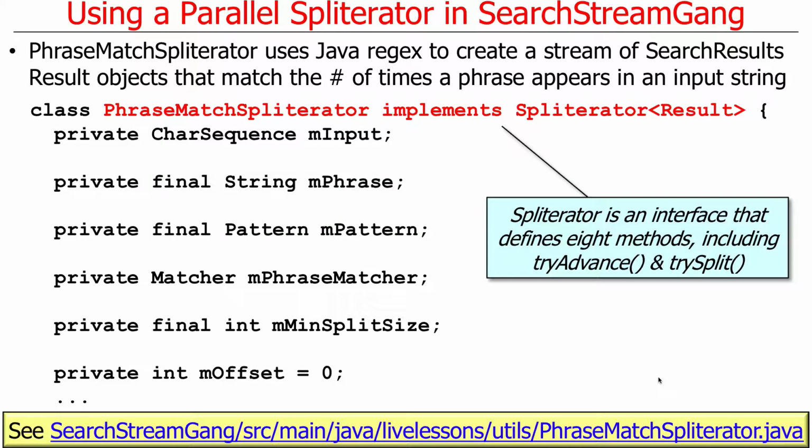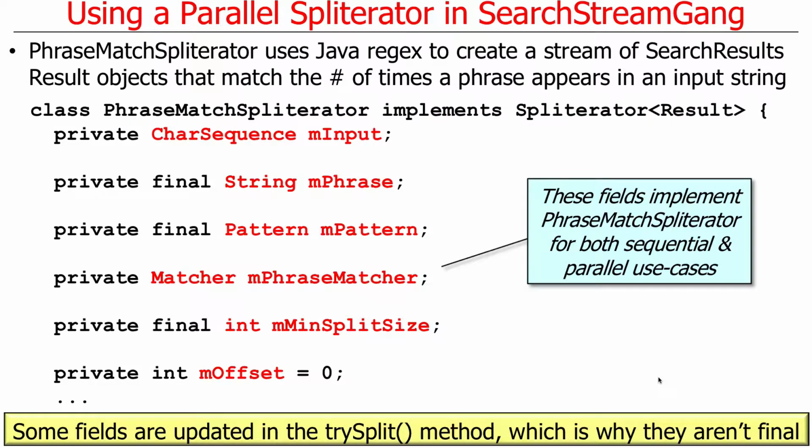Okay, so here's how we're going to do this. We're going to have PhraseMatchSpliterator. I showed you this before. It implements the Spliterator interface, and it's got a whole bunch of methods that are defined here. And these fields we're about to look at implement the various semantics for both the sequential and the parallel use cases. So remember, the input is the work of Shakespeare, or the chunk of the work of Shakespeare we're searching.